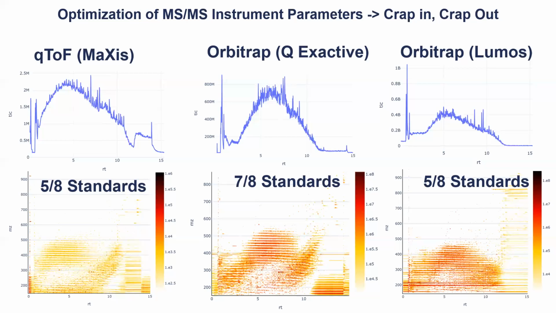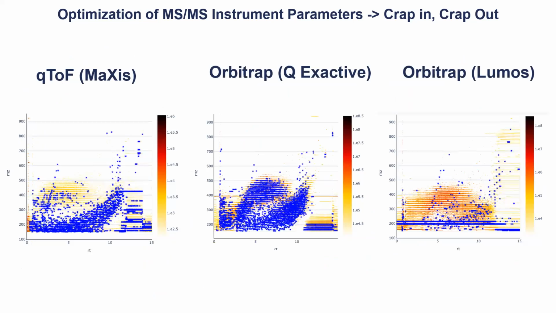And now if I overlay the standards that we identified: 5 out of 8 standards with the Maxis, with the Lumos, and 7 out of 8 with the Q Exactive. But what is, in my opinion, most interesting is when we indicate the MS/MS events that are triggered. I think this is the perfect example of how not using proper settings screws up your analysis. Because you can see, this is the Maxis here, we cover a broad range of molecular space, and these MS/MS events are kind of all over this map.